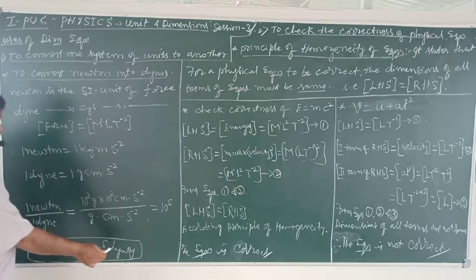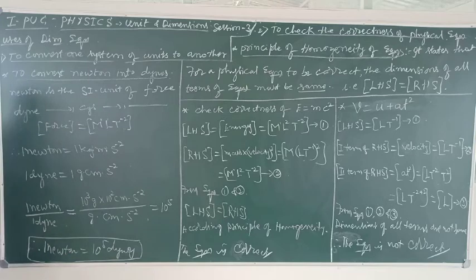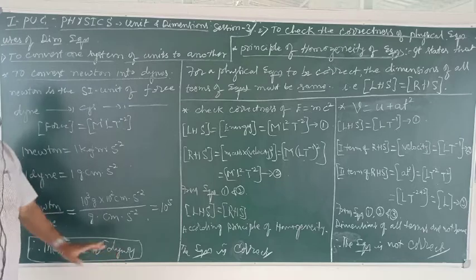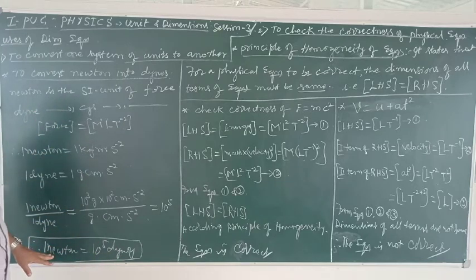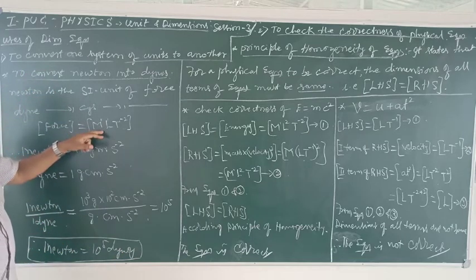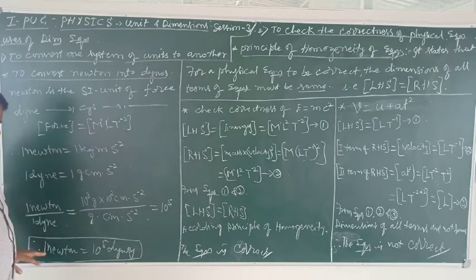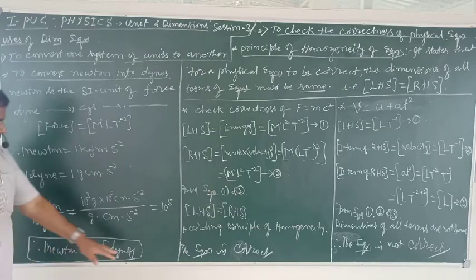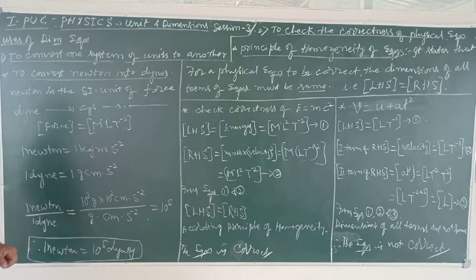We will make you understand all these things when we take up the next topic, Newton's laws of motion. After that, again we will define what is Newton, what is dyne, and the relation between them. So learn how to use dimensional equations to convert one system of unit, that is SI system of unit, into CGS system of unit.